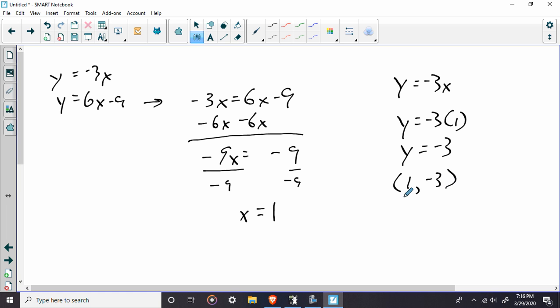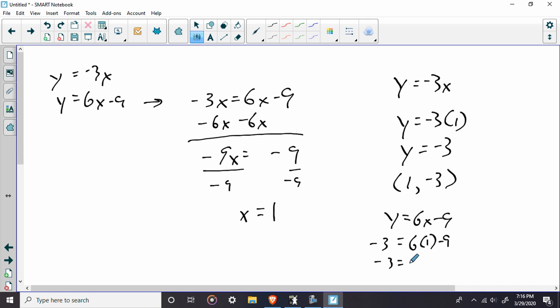Okay, now what if we wanted to check it? So we think our answer is 1, negative 3. Well, if you want to check it, take your answers and plug them back into the other equation over here. So let's plug it back into the other equation. We had y is equal to 6x minus 9. Everywhere I see an x, I'm going to replace it with a 1, and wherever I see a y, I'm going to replace it with negative 3. As long as the statement is true when I'm done, this will be true.